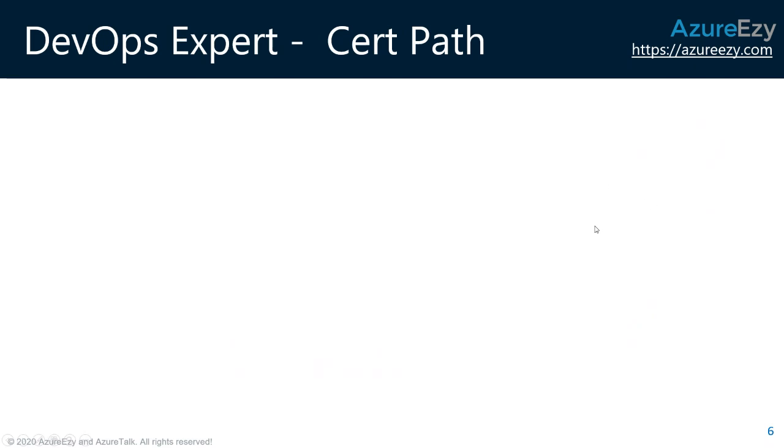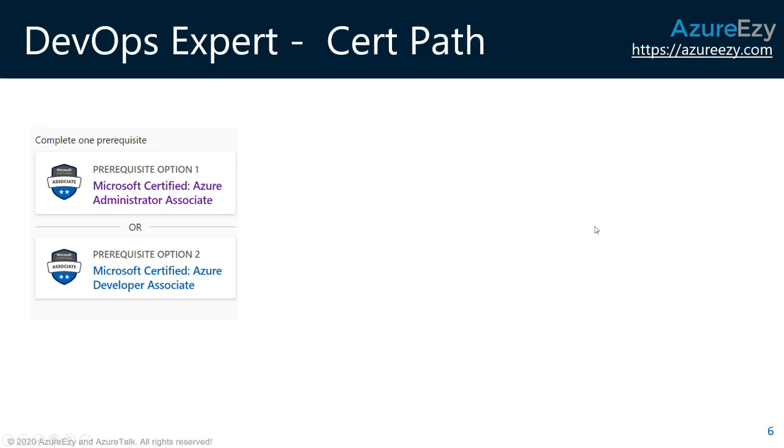Before we go into the next module for today's agenda, we just want to quickly cover the examination path for which we are having the training currently. Before you go for AZ-400, or if you want to complete the DevOps certification badge from Microsoft, there is a prerequisite for that badge apart from the AZ-400 exam, and that is you either have to have an administrator associate exam, or you should have an Azure developer associate exam.